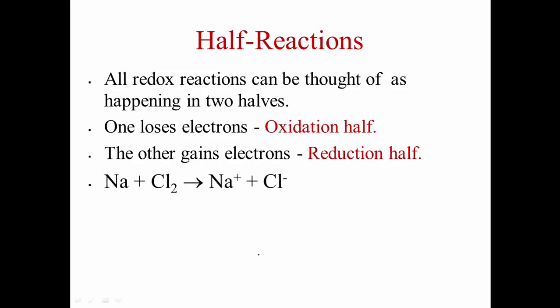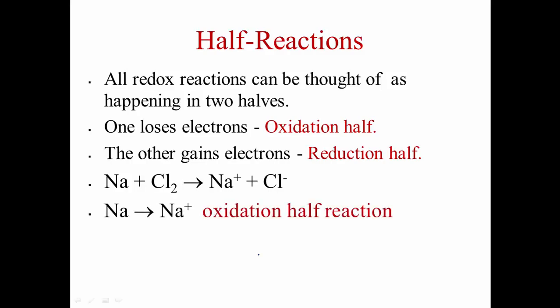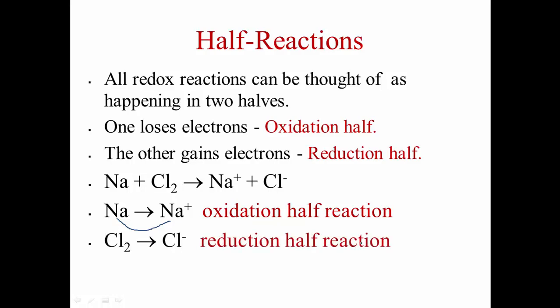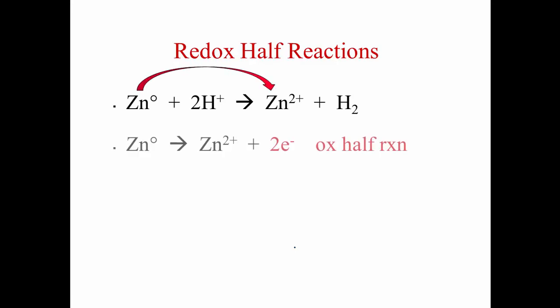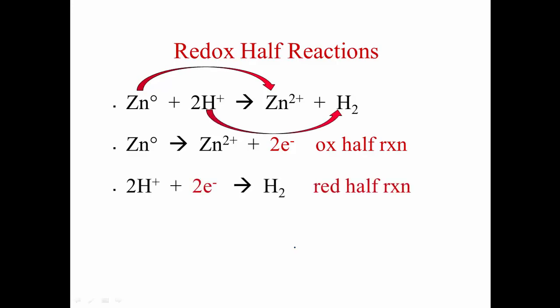So if you were to write the sodium and chlorine forming sodium and chloride ion, the sodium going to the Na+1 is the oxidation half reaction, and the chlorine is the reduction half reaction. So sodium has been oxidized and chlorine has been reduced. But you have to add those electrons in the half reactions. So here you have an oxidation, and here you have a reduction.